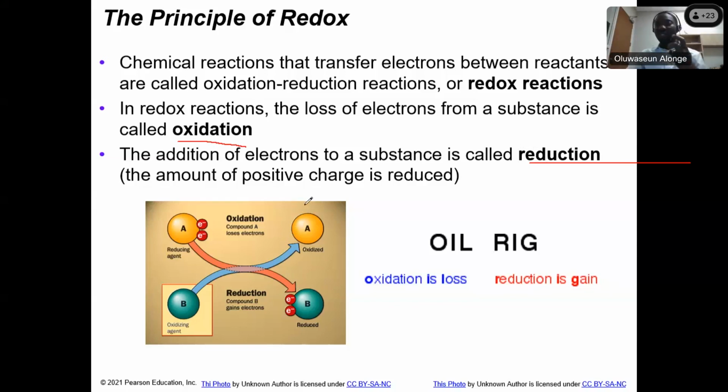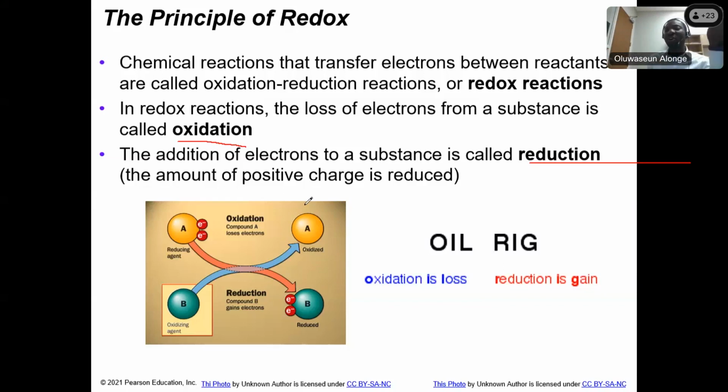Reduction simply means removal of oxygen. So I would define them in terms of oxygen, in terms of hydrogen, and in terms of electrons. So number one, reduction means removal of oxygen, and oxidation means addition of oxygen. I expect that you are making your notes. So reduction means removal of oxygen, and oxidation means addition of oxygen.